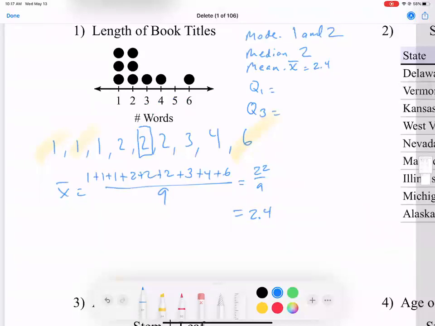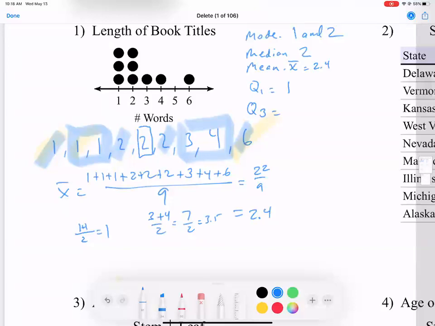we start counting down, but we don't count that median. So let me use a different color here. We'll take the lower side first, 1 and 2. We have 2 terms in the middle, and we find the average of those 2 terms. 1 plus 1 over 2 is 2 over 2, which is 1. On the right side, we have two numbers in the middle, 3 and 4. So we say 3 plus 4 over 2 is 7 over 2, which is 3.5.